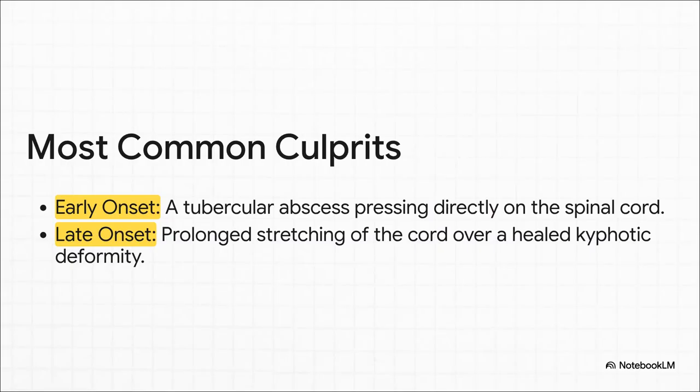Let's boil it down even more. What's the number one culprit in each case? For early onset, the usual suspect is a tubercular abscess. Think of it like a pocket of pus and infection that's just physically pressing right on the spinal cord. Simple as that. For late onset, it's more of a mechanical problem. It's the spinal cord being stretched day in and day out over a sharp, healed-over bony angle in the spine. It's like pulling a rope over a sharp edge for years. Eventually, it's going to get damaged.